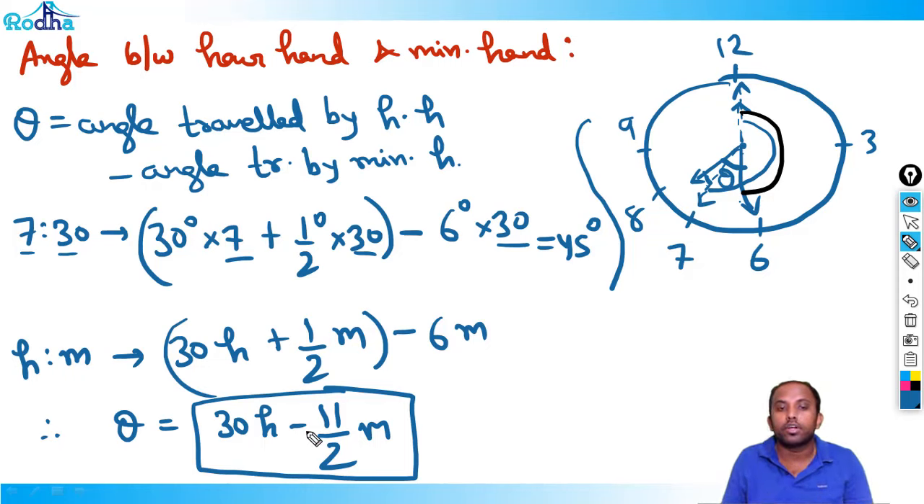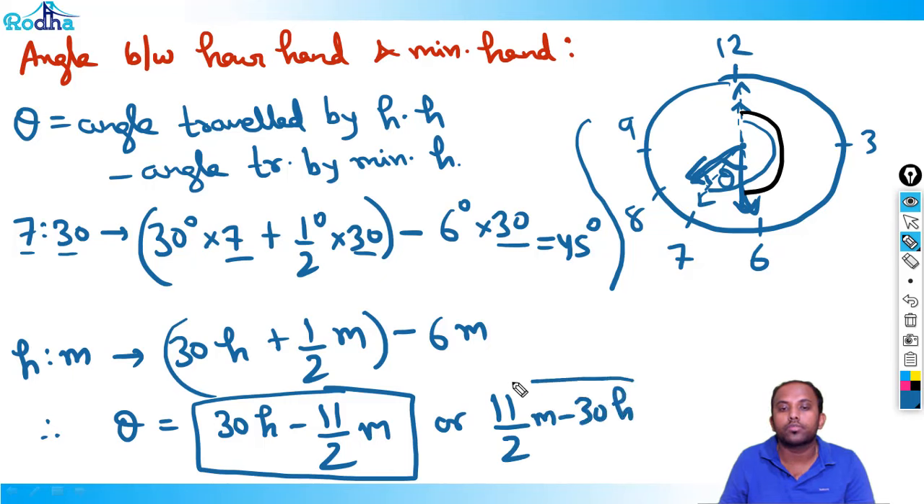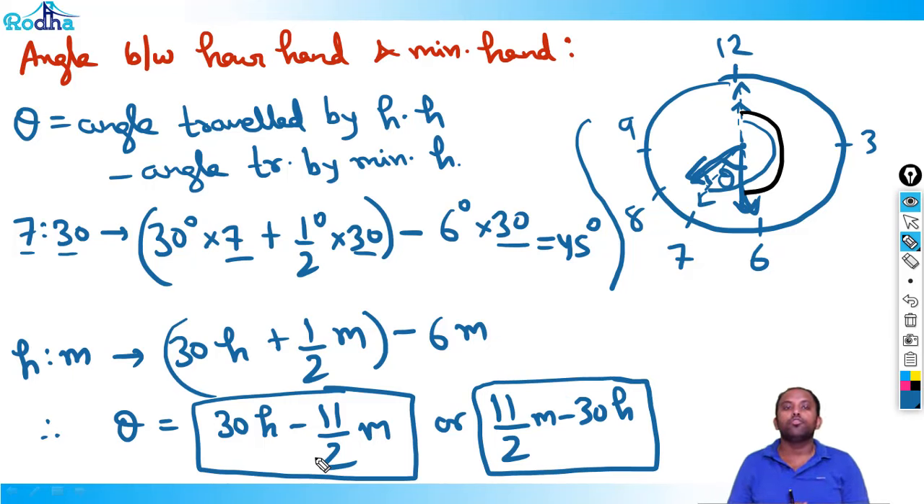So theta is equal to 30h minus 11 by 2 m when the hour hand is above the minute hand. Minute hand is at 6, hour hand is here, right? If the minute hand was above the hour hand, in that case, just reverse it: 11 by 2 m minus 30h, right? This is the formula in this case.